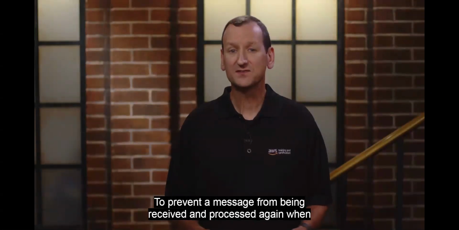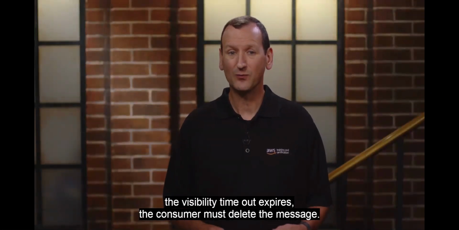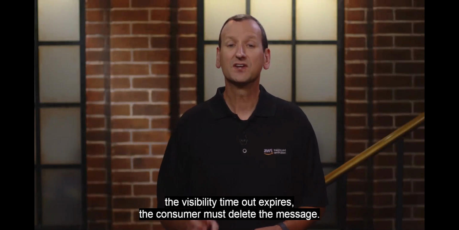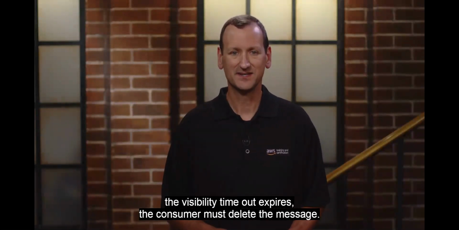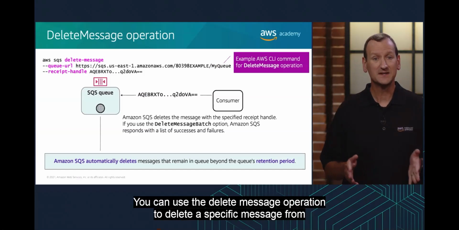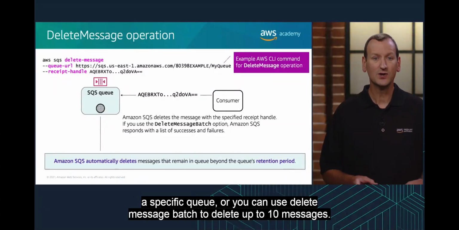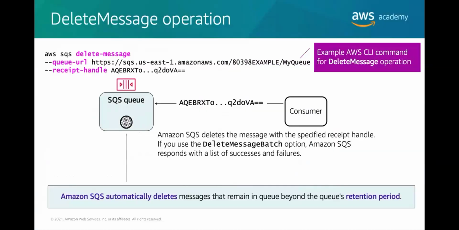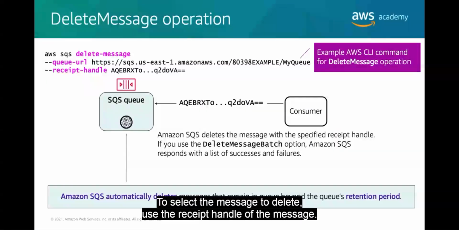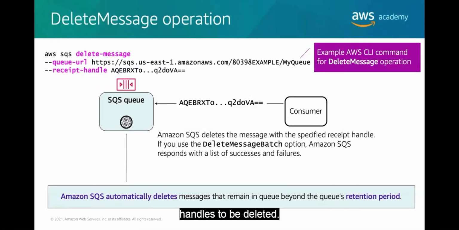To prevent a message from being received and processed again when the visibility timeout expires, the consumer must delete the message. You can use the delete message operation to delete a specific message from a specific queue, or you can use delete message batch to delete up to 10 messages. To select the message to delete, use the receipt handle of the message. To use the delete message batch operation, provide the list of receipt handles to be deleted.